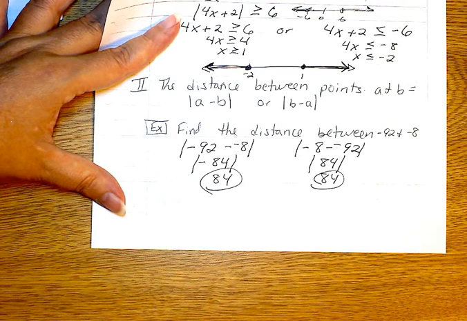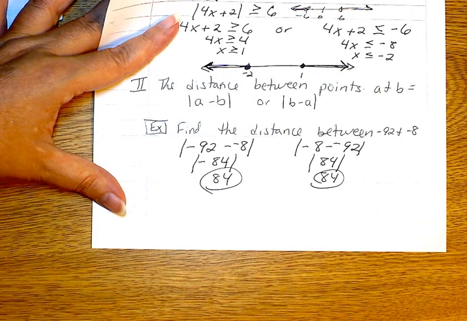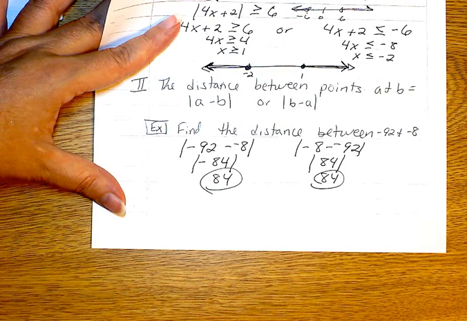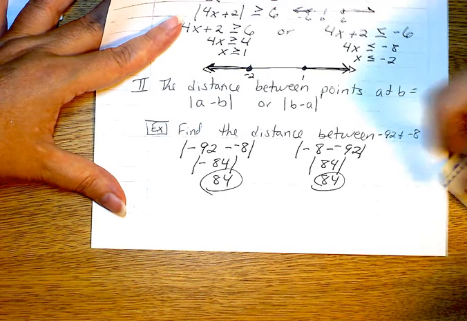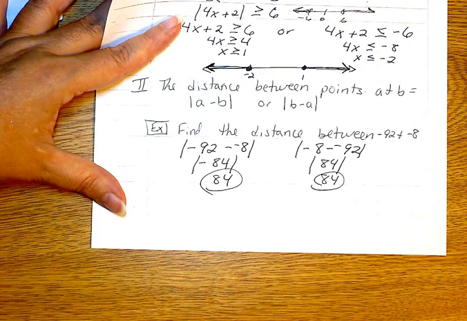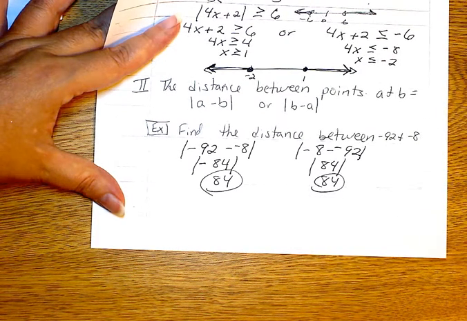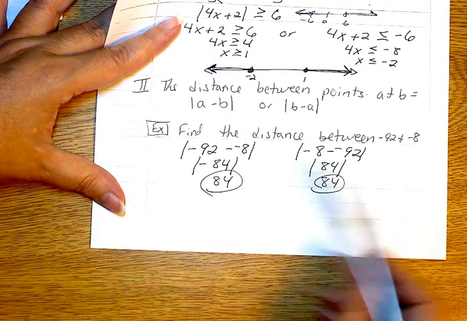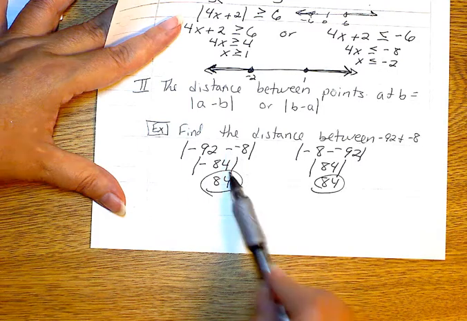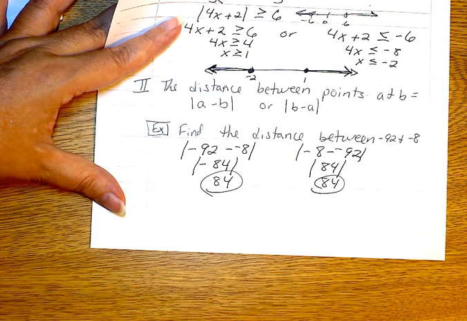So, questions on that? Last little bit is our last page. All this is saying is you take the 2 numbers and you subtract them, and then you take the absolute value of them. And then they both equal 84.